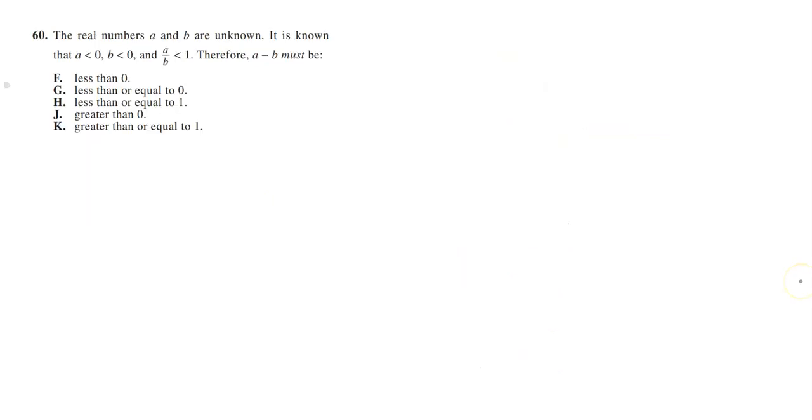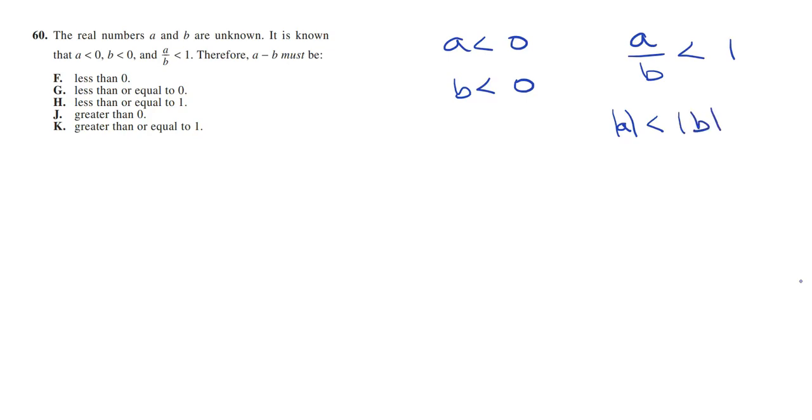And let's do one more. It says the real numbers A and B are unknown. It is known that A is less than 0. B is also less than 0. But A over B is less than 1. So what this simply tells us, because we know that we're dividing two negative numbers, the absolute value of A must be less than the absolute value of B, which simply tells you that A as a value is greater than B.